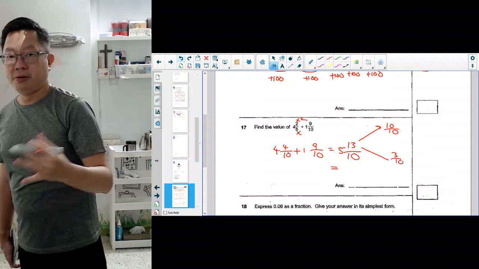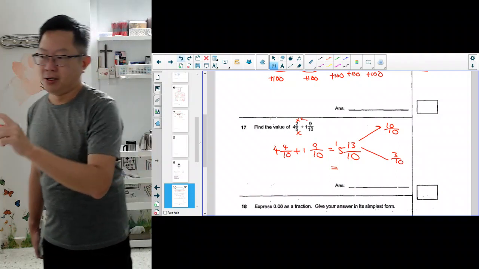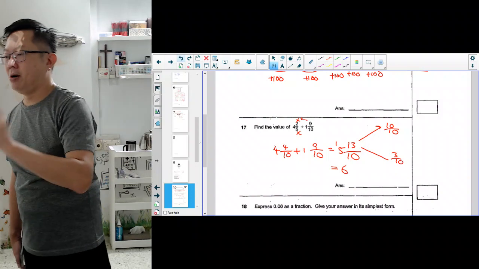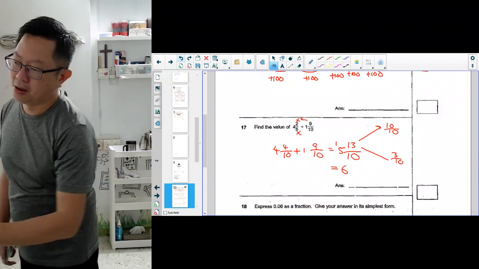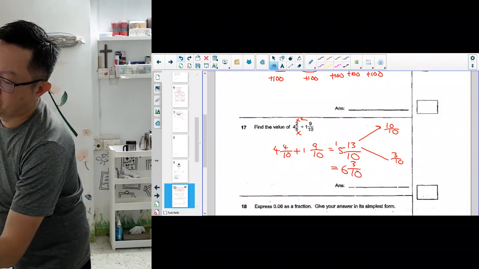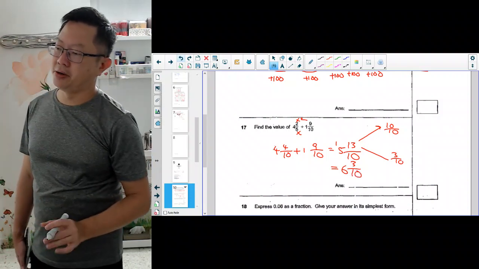And the one whole that you take out, you add 1. Right? It means you take out and put it on the whole number. Take out one whole and put it on the 5. So you have 6 wholes, and after you take out 10 over 10, that will give you 3 over 10 left. So what is the value? The value is 6 and 3 over 10.